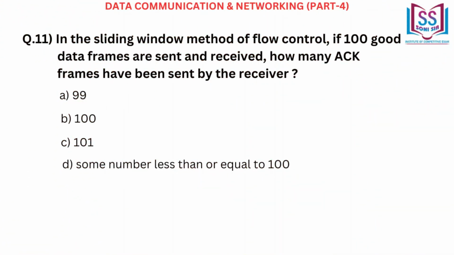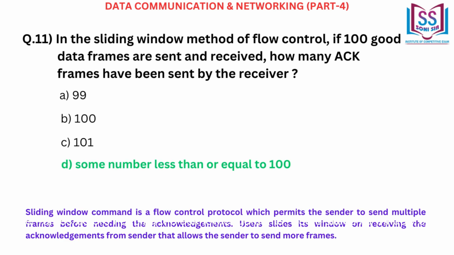In the sliding window method of flow control, if 100 good data frames are sent and received, how many ACK frames have been sent by the receiver? A. 99, B. 100, C. 101, D. Some number less than or equal to 100. Correct answer D. Some number less than or equal to 100.